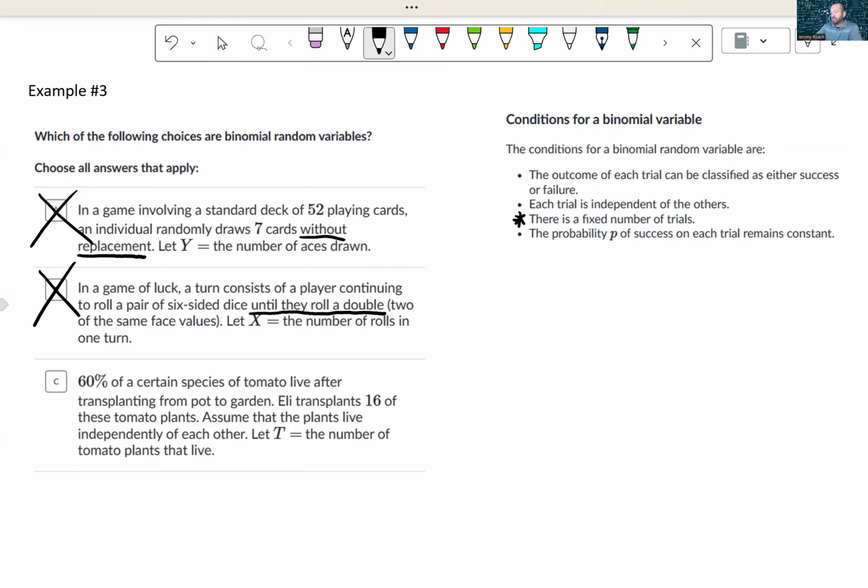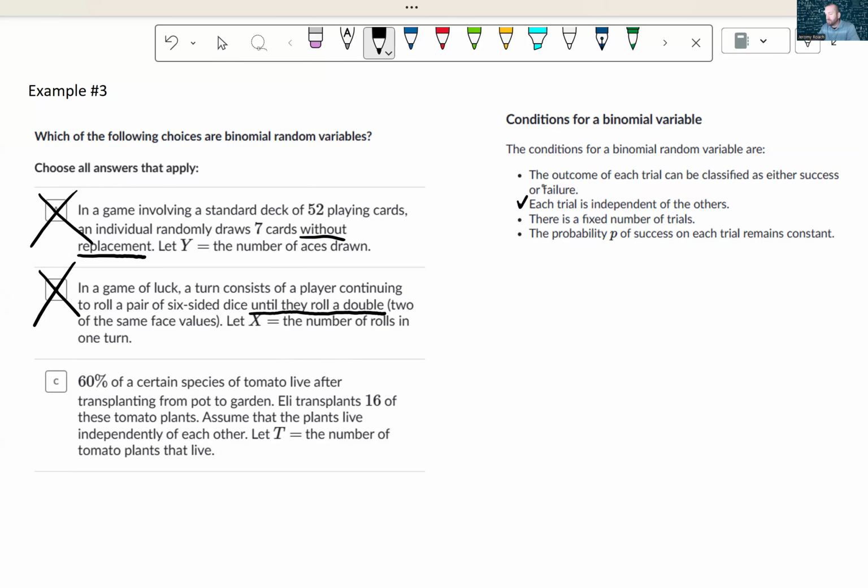And then we do have to choose one choice, so C is most likely our answer, but let's double check what C is. It says 60% of a certain species of tomato lives after transplanting from a pot to a garden. Eli transplants 16 of these tomato plants. Assume that the plants live independently of each other. Let T equal the number of tomato plants that live. Good, it tells us specifically that these are independent events, so we can check that.